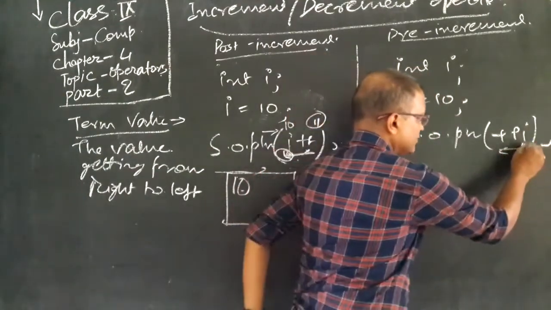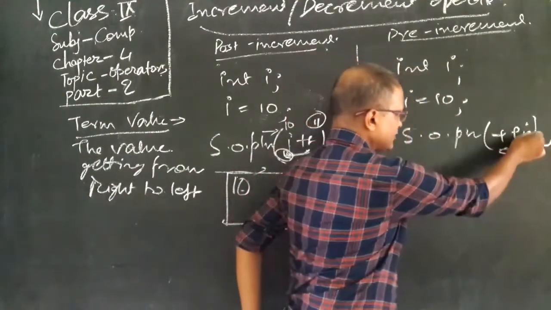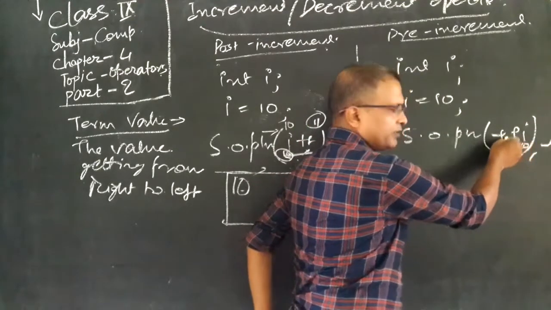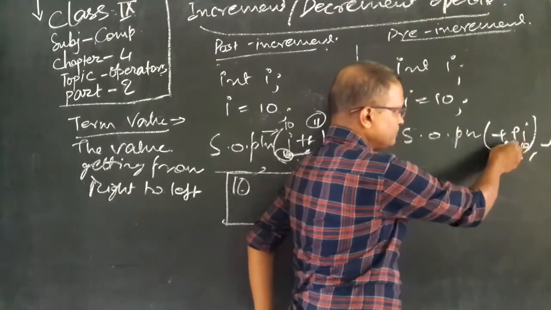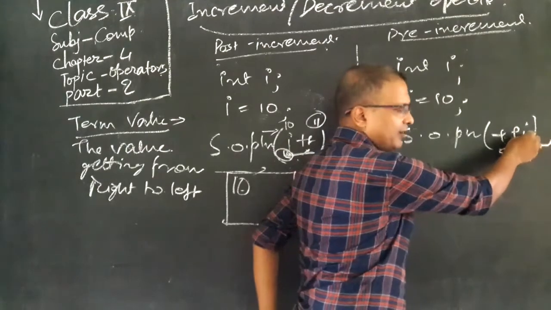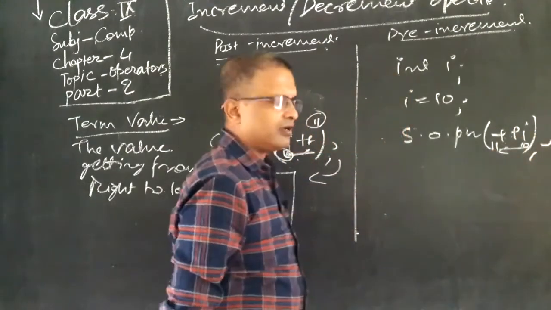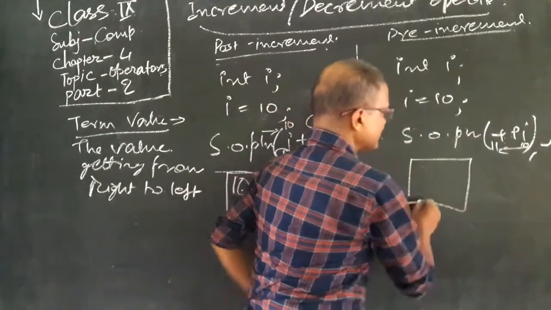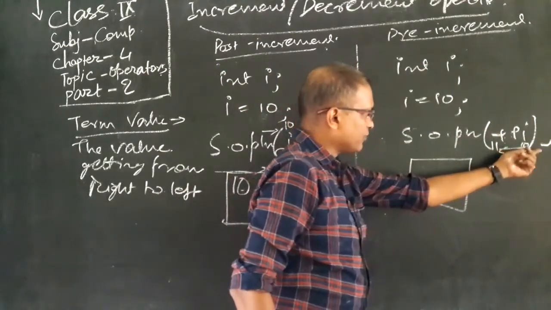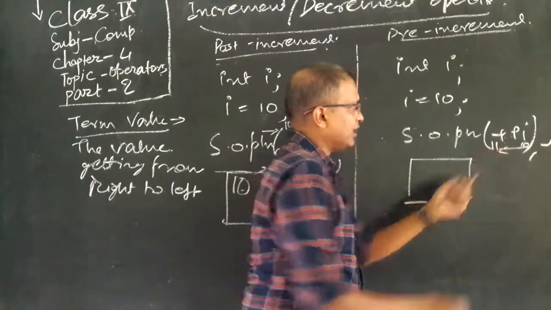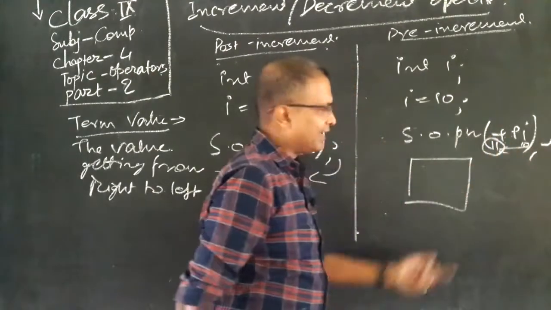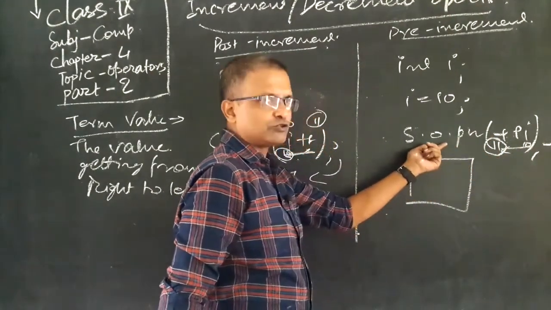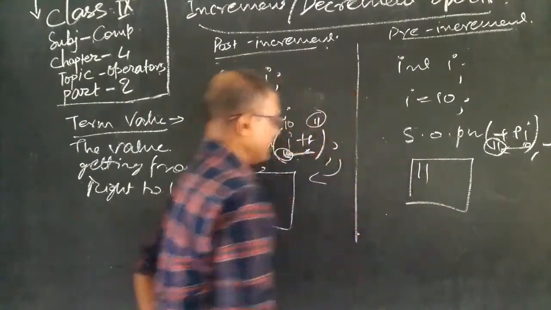The value of I will be 10, and after execution here is operator plus plus, so obviously this will execute. Why will this execute? Because before the operator we have a variable, so it will be incremented to 11 and there will be no execution from left to right. So obviously what is the term value? After execution from right to left we are getting the final value 11, so 11 is the term value and this term value will be used with this SOPLN, so we will get the output 11.